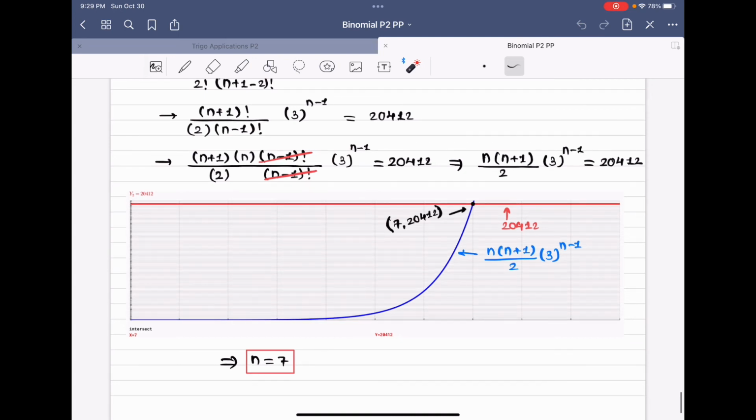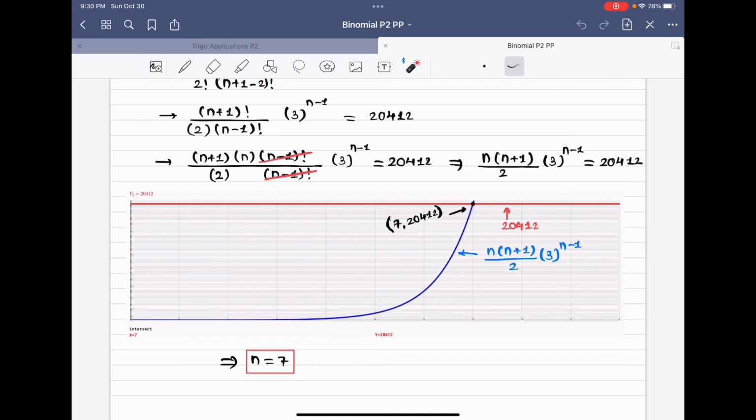So this red line is basically your right hand side, 204,12. Your blue curve is your left hand side, that is n times (n + 1) upon 2, times 3^(n-1). They are intersecting at that point. Write down that point of intersection: 7, 204,12. We are interested in n. n is what your x is, what your 7. So n is equal to 7.